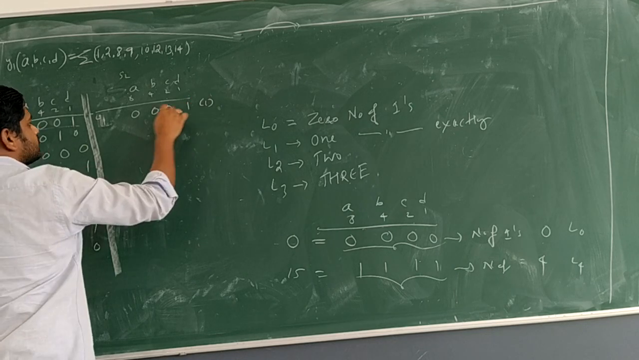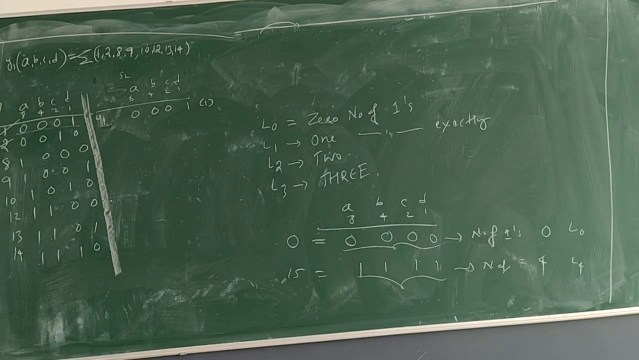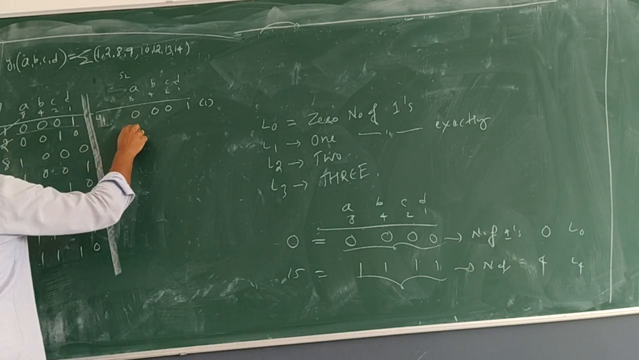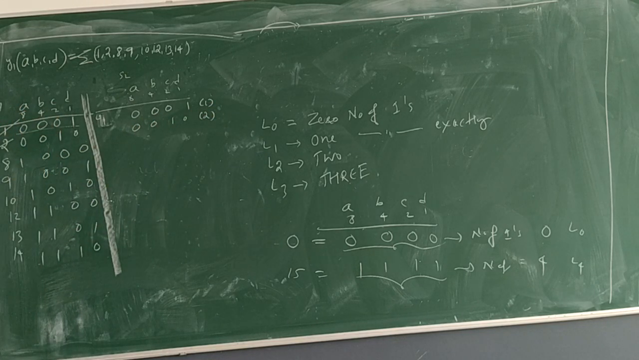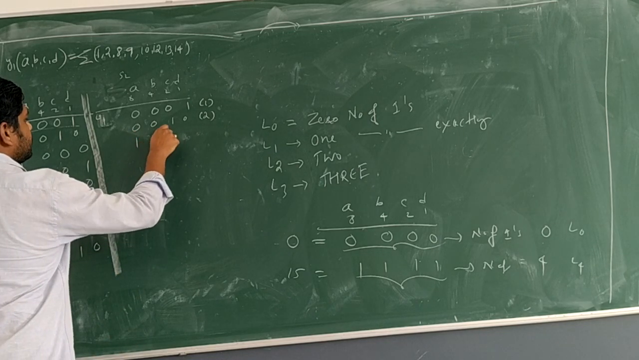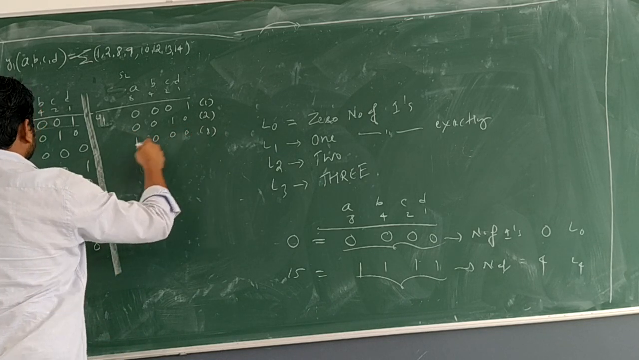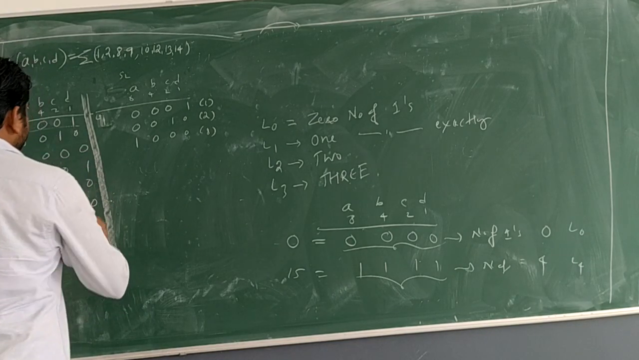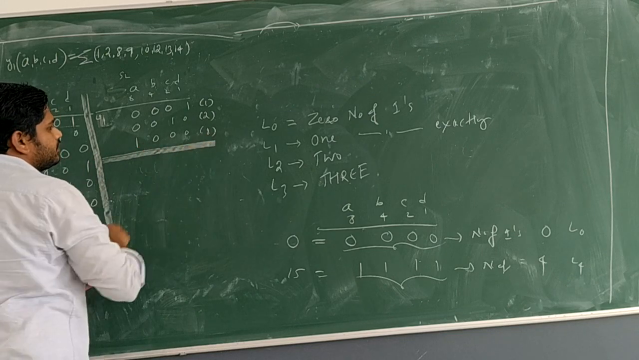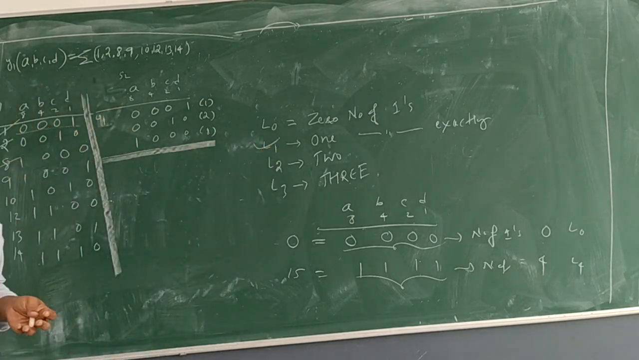So put a cross mark for 1. Next 2, which is 0010. Put a cross mark for 2. Next is 8, which is 1000. Hence the first three elements belong to the L1 set. So that finishes the definition for L1, and we finished L1.